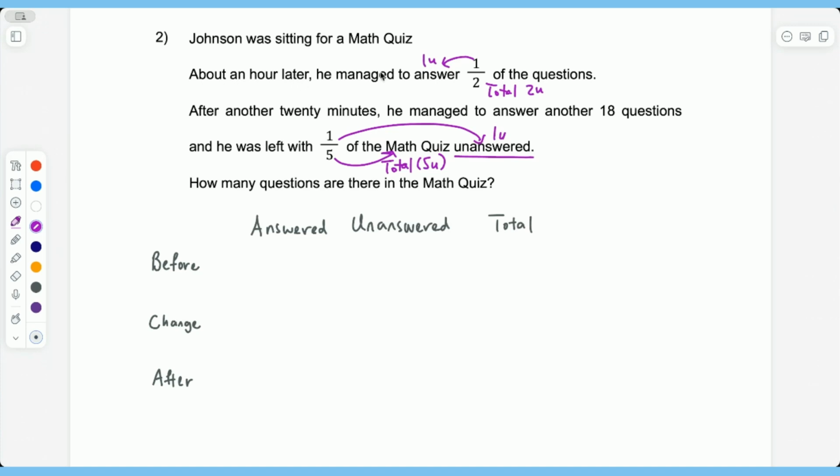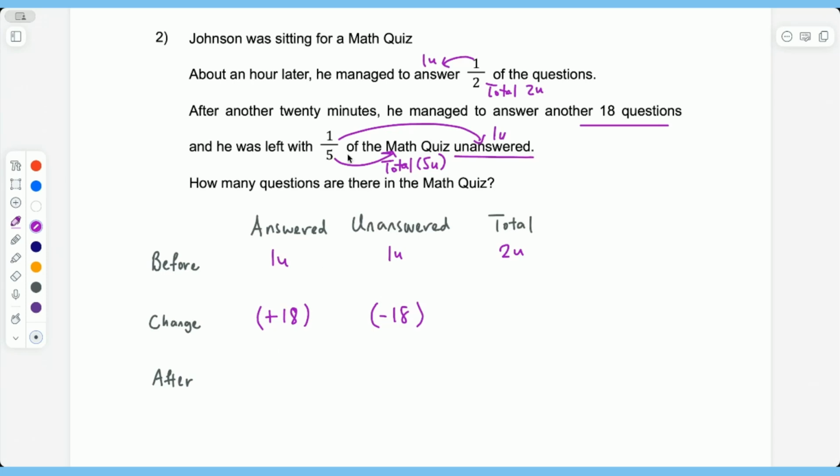After an hour, he managed to answer half of the questions. That means 1 unit is answered. 1 out of the total 2 units is answered, and 1 unit will be unanswered. Then he answered 18 questions. So we add 18. The unanswered become lesser by 18. So we minus 18.